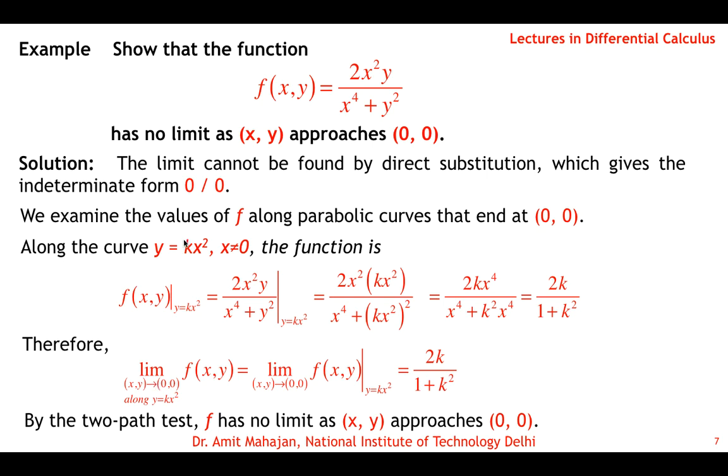For different values of k, when k is 1, along the path y equals x squared, it gives some value. When k is 2, along the path y equals 2x squared, it gives a different value, and so on. So for different k it is giving a different limit value. By the two path test, the function has no limit as (x, y) approaches origin. So we can prove that the limit does not exist by showing two different paths for which the function limit value is different.